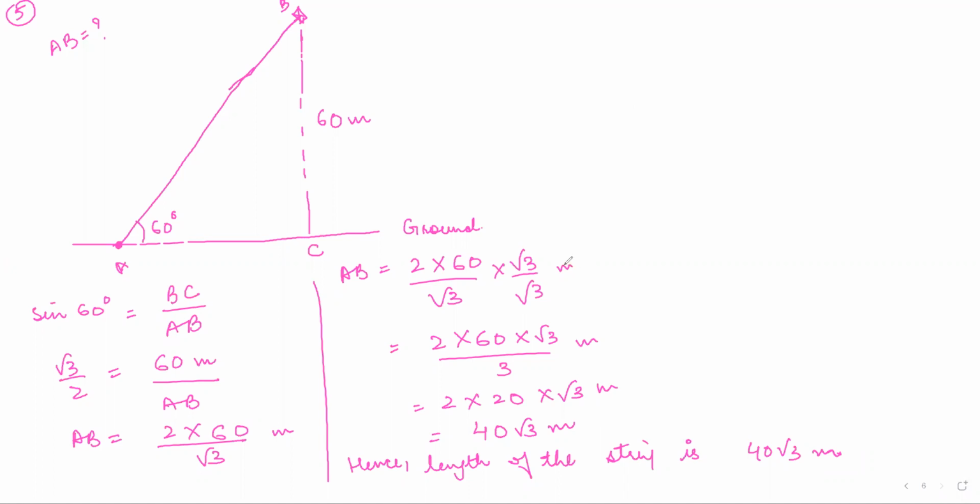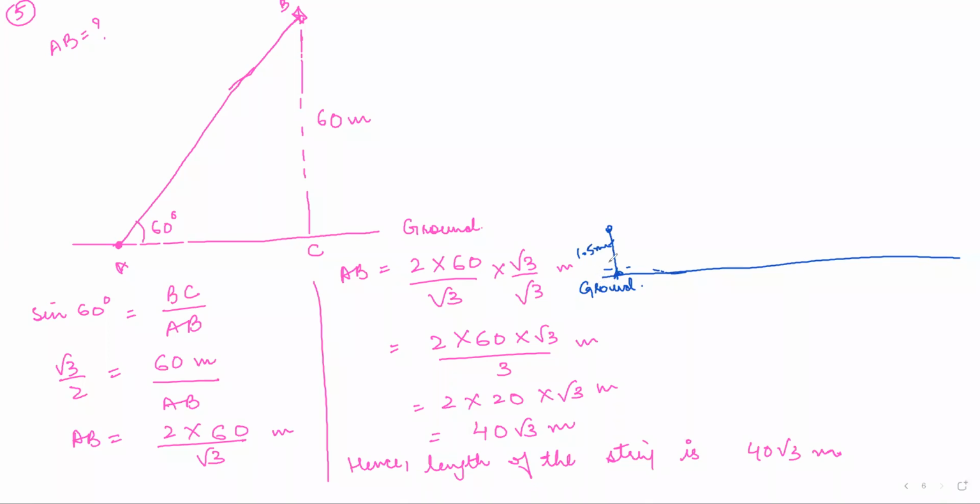A 1.5 meter tall boy is standing at some distance from a 30-meter tall building. See, first thing is you always draw your ground. That makes things a bit simpler. Let's say this is my ground, so you write, this is your ground level. Now the boy is 1.5 meter tall, so this is 1.5 meter, this height.